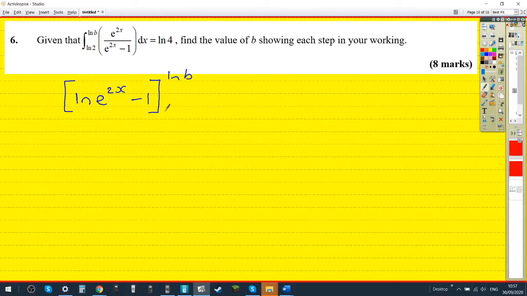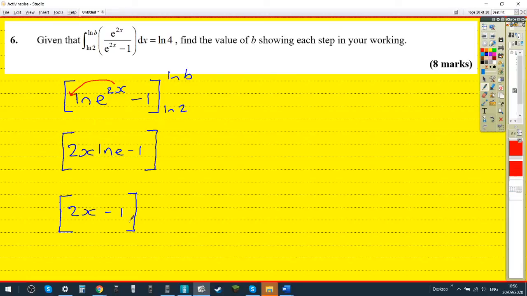You can make your life a bit easier, though. Do you know what ln e to the power of 2x is? No. It is the same as 2x ln e. ln is just a log, so you can bring the power to the front. Right, yeah. Put ln e into your calculator. One. Correct. And so what is this? 2x minus 1. 2x minus 1.